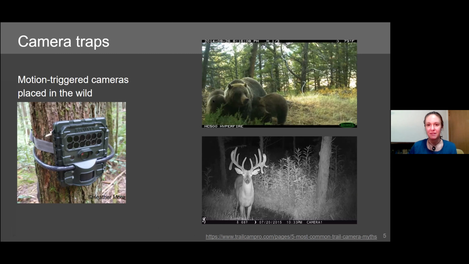They can, in general, take images both during the day, like these nice bears, or at night using an infrared flash, or you can also get ones that use a regular flash, but the infrared is usually less disturbing to the animals, so choose that.